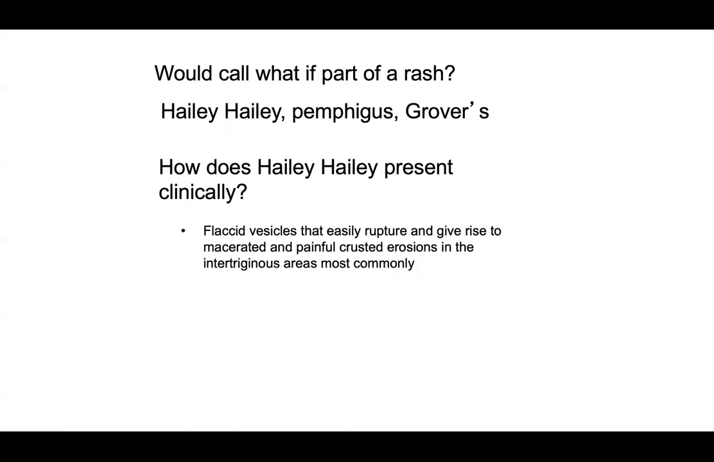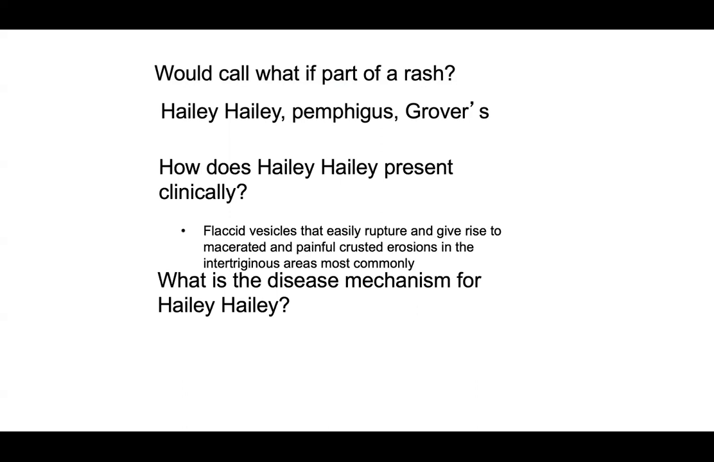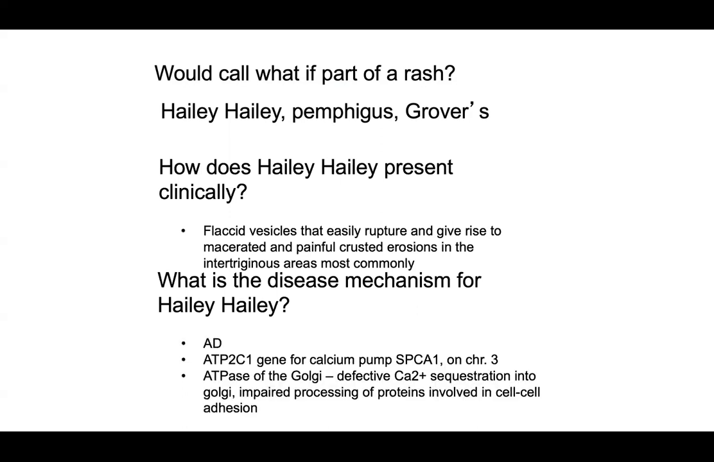Just to remind you, with flaccid vesicles that easily rupture and give rise to macerated and painful crusted erosions in the intertriginous areas most commonly. And what is the disease mechanism for Haley? Well, it's autosomal dominant. It's a genetic defect in the ATP2C1 gene. That's a calcium pump that forms the SPCA1 protein on chromosome 3. And this is an ATPase in the Golgi, which leads to defective calcium sequestration into the Golgi and impaired processing of proteins involved in cell-cell adhesion.